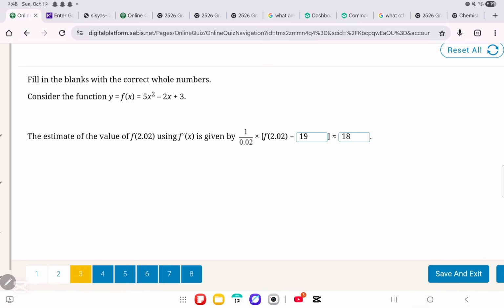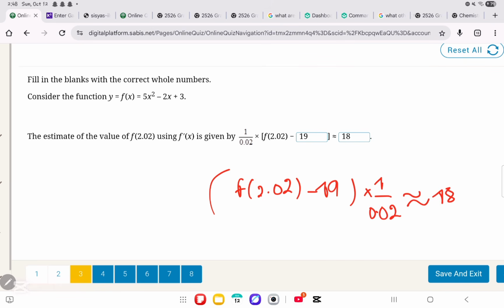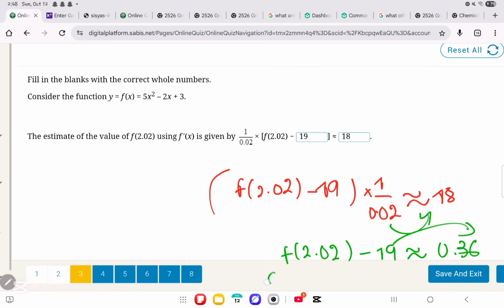Now, if you want to check if your answer is correct, look what you can do. You will say f(2.02) minus 19, all of it times 1 over 0.02 is approximately equal to 18. Now move this to the other side. You will get 18 times 0.02 is 0.36. So f(2.02) minus 19 is approximately 0.36. Move 19 to the other side. So f(2.02) is approximately 0.36 plus 19, which is 19.36.